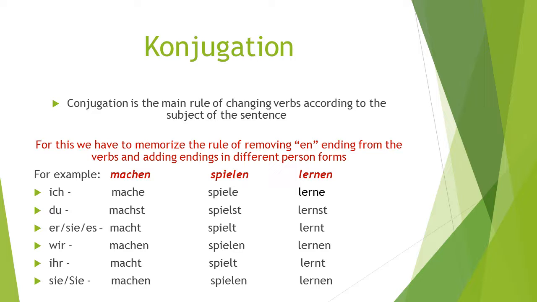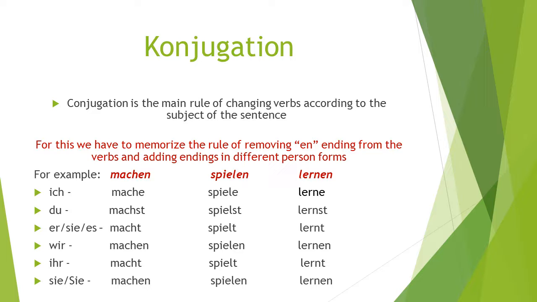So, before stepping towards our new grammar, I would like to take a look at our previous grammar, Konjugation, conjugation. And as we mentioned before, we must change our verbs according to the subject of our sentence. But how do we do it? We have to remove the en ending from the end of the verb, and then we have to add some new endings to the end of the verbs. So with different personal pronouns, we add different endings.